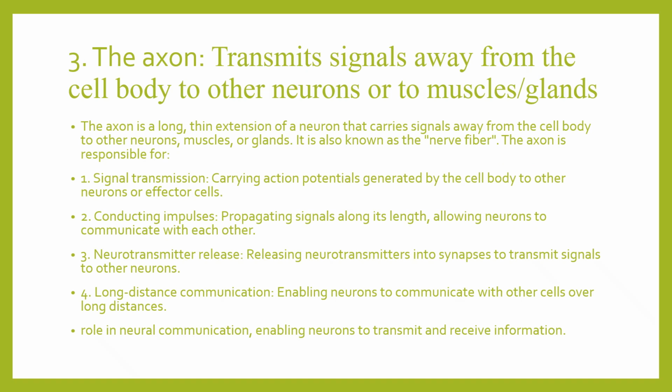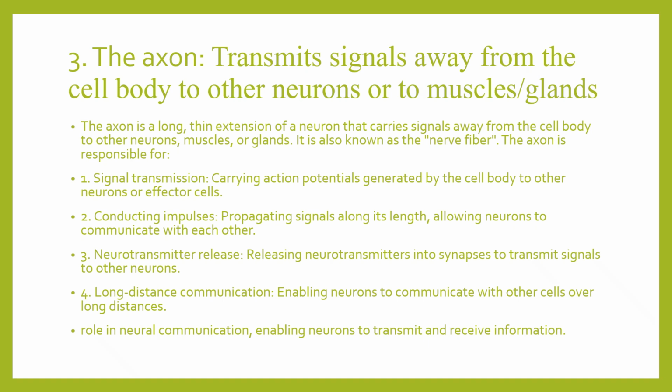And next, let's see the axon, which will transmit the signal away from the cell body to other neurons or to muscles and glands. The axon is a long, thin extension of a neuron that carries signals away from the cell body to other neurons, muscles or glands. It is also known as the nerve fiber. The axon is responsible for signal transmission, which carries action potentials generated by the cell body to other neurons or effector cells. Conducting impulses, propagating signals along its length, allowing neurons to communicate with each other.